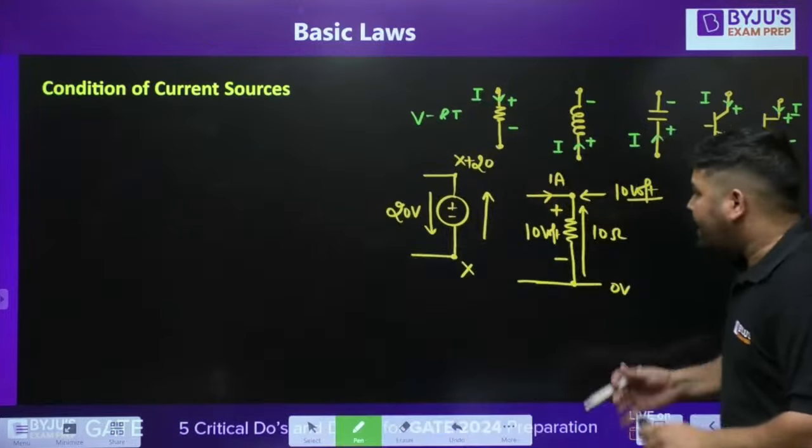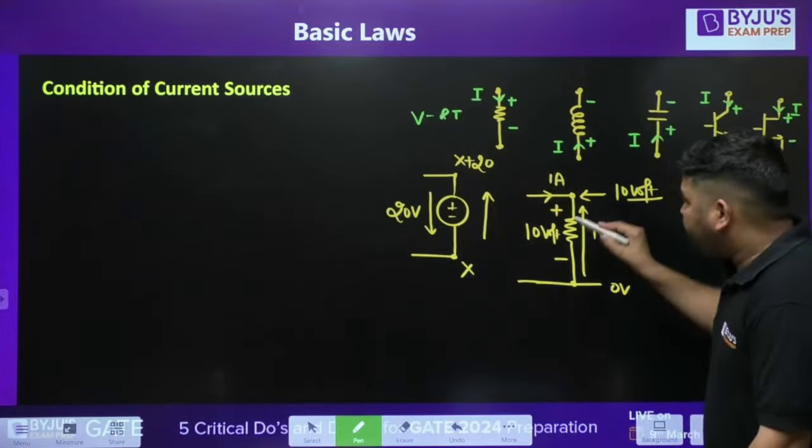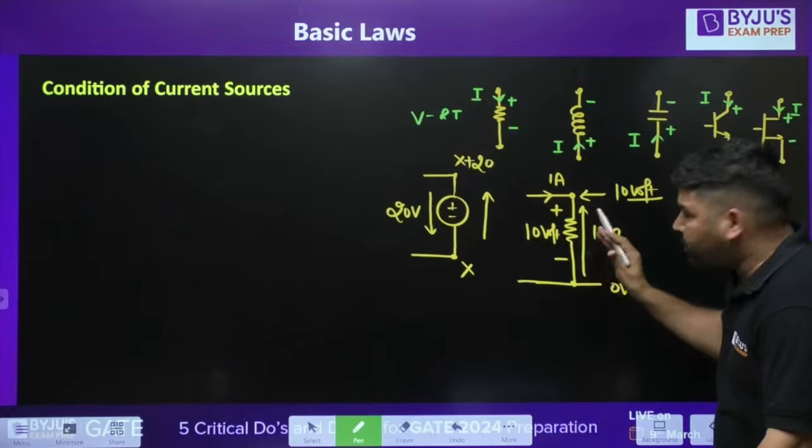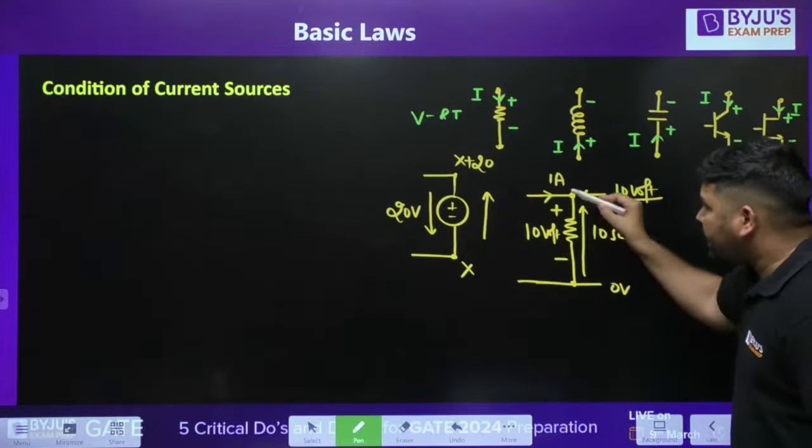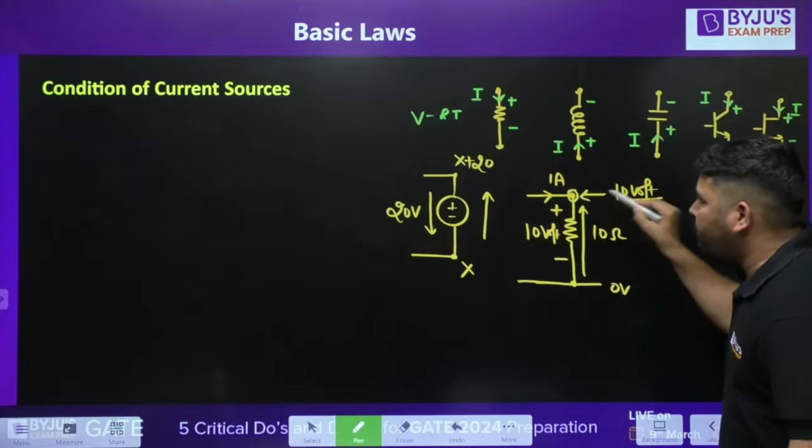That's why I'm following this nature rule. If I'm going from plus to minus, I have to subtract. If I'm going from minus to plus, I have to add. There is one more point. Why I'm adding it? If I'm adding it, this will be 10 volt for sure.